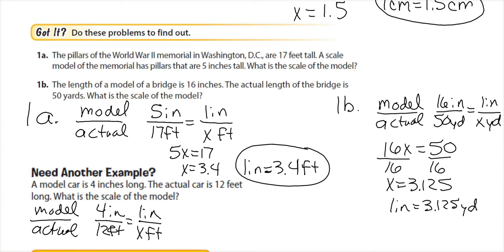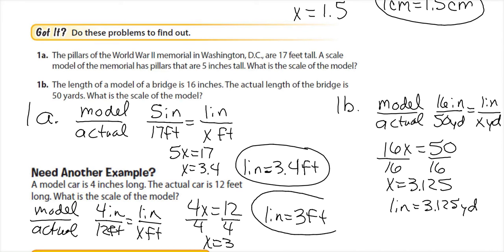All right, so we cross multiply, so that's 4x equals 12 times 1, which is 12. And divide that by 4. That makes easy math then, so x equals 3. All right, so in this case then, that means we have 1 inch, which represents 3, and this time we're in feet. So 1 inch is 3 feet. There we go. All right, so that's how you find the scale of the model.